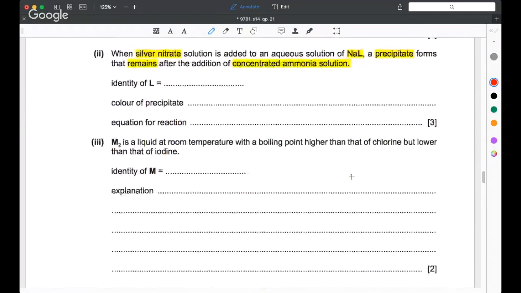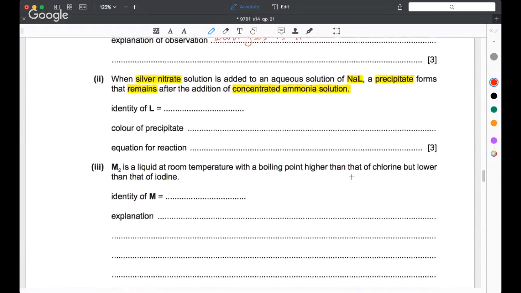And so if you come back up here, you've got to use that knowledge to work out what this halide ion is, when it forms a precipitate that doesn't dissolve in concentrated ammonia. So that must mean that the identity of L is this iodide ion. Okay, make sure you're not putting iodine. It's an iodide ion. The color of the precipitate is yellow, and it's a precipitation reaction.